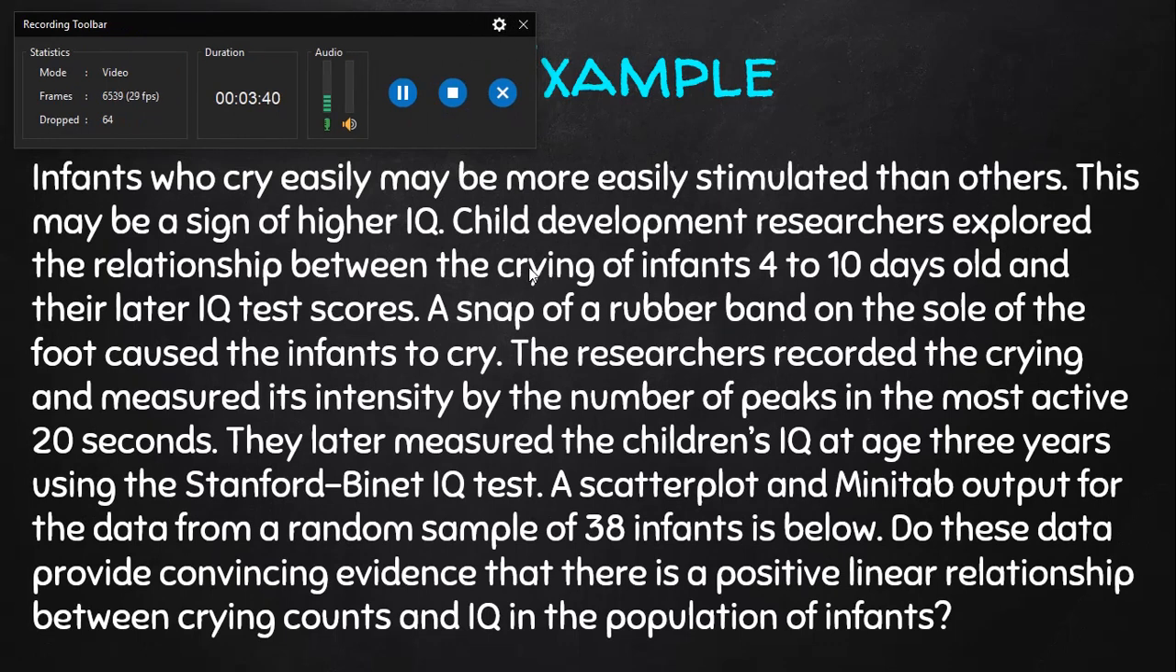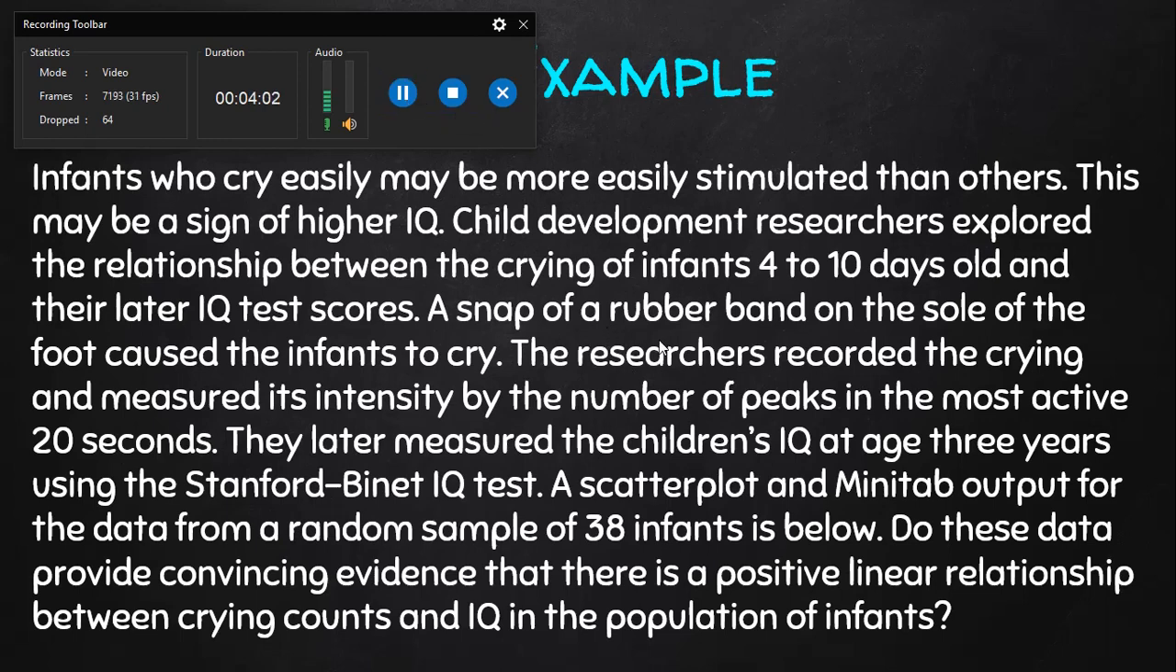All right, so let's run through this example. It says infants who cry easily may be more easily stimulated than others. This may be a sign of higher IQ. Child development researchers explore the relationship between the crying of infants 4 to 10 days old and their later IQ test scores.